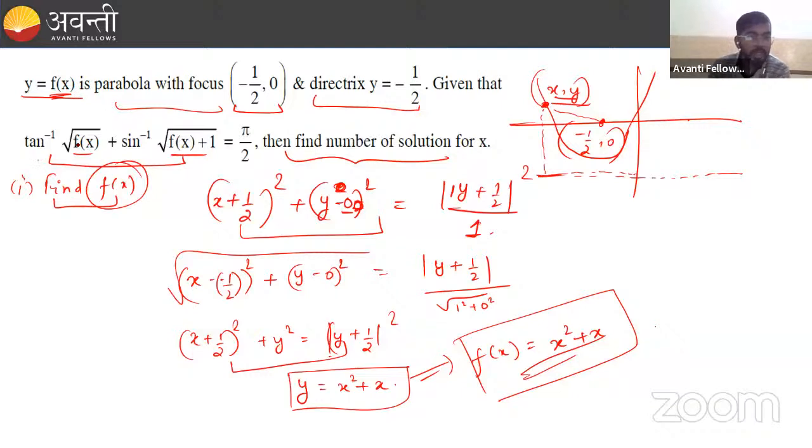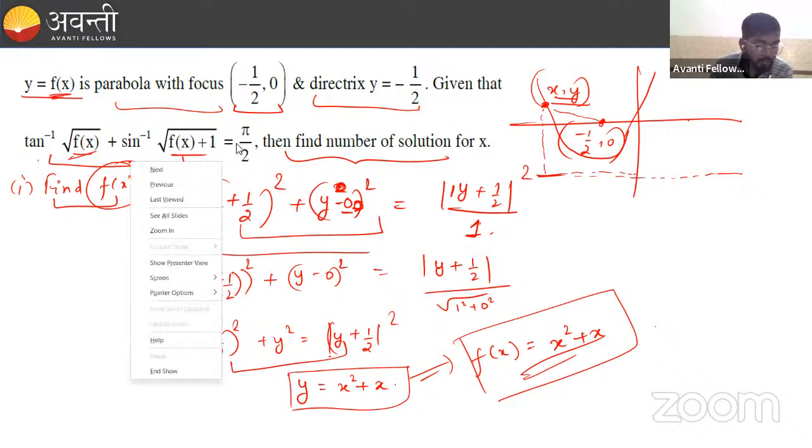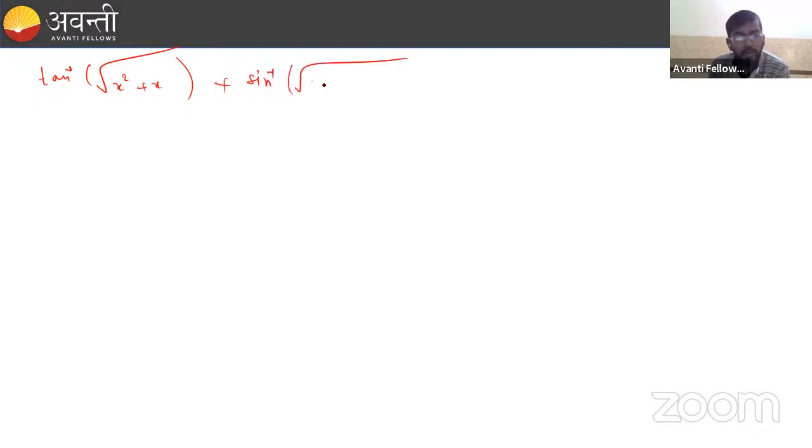Now here it is given tan inverse of under root f(x) plus sine inverse of under root f(x) is pi by 2. So what we will do here is tan inverse of under root f(x), which is x² + x, plus sine inverse of under root f(x) plus 1. Okay, and this is given to us as pi by 2, right?